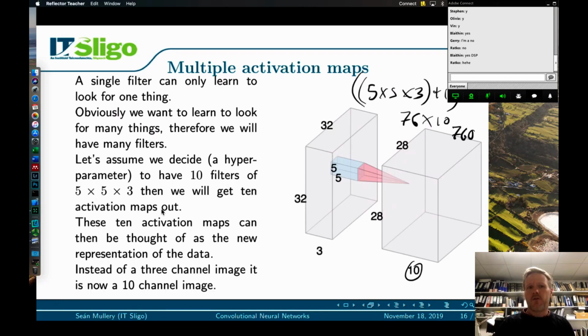So a single filter can only learn to look for one thing. Obviously, we want to look for many things, therefore we will have many filters. Let's assume we decide, this is, remember, a hyperparameter, to have 10 filters. So that's important there. The number of filters is a hyperparameter. You have to choose how many filters you want to have in your architecture. And how do you know that you've got enough filters? Well, one way to tell is if you look at the activations and you start seeing that a number of the filters are coming out the same.